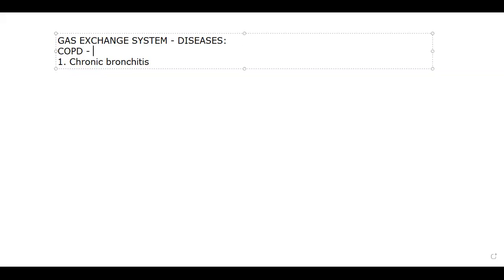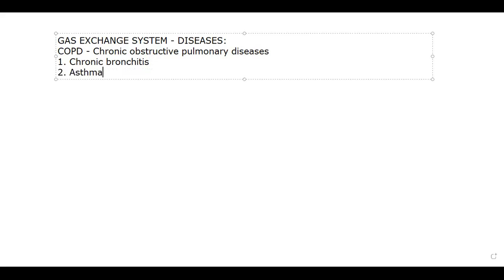The full form of COPD is chronic obstructive pulmonary diseases. Okay, so these are chronic obstructive pulmonary diseases. This is like a category, and inside this we can have a lot of different diseases. So we can have chronic bronchitis, we can have asthma, which is very common, we can have emphysema.